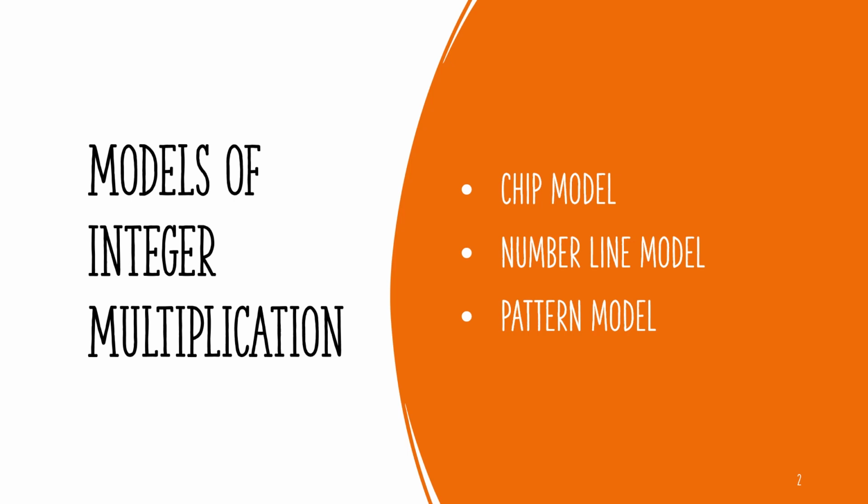So we have three models of integer multiplication that we're going to cover today. We have what we call the chip model, which is going to use your algebra tiles. Then we have the number line model and the pattern model.